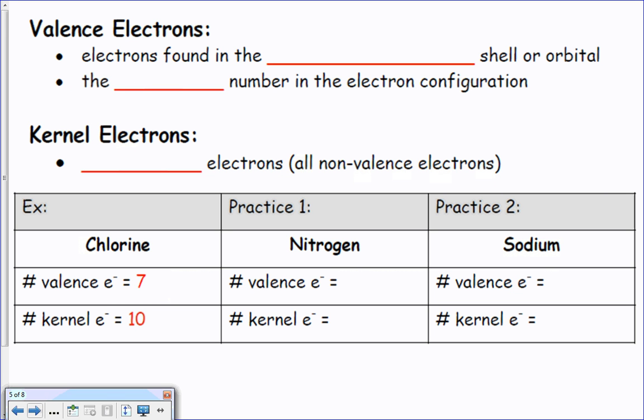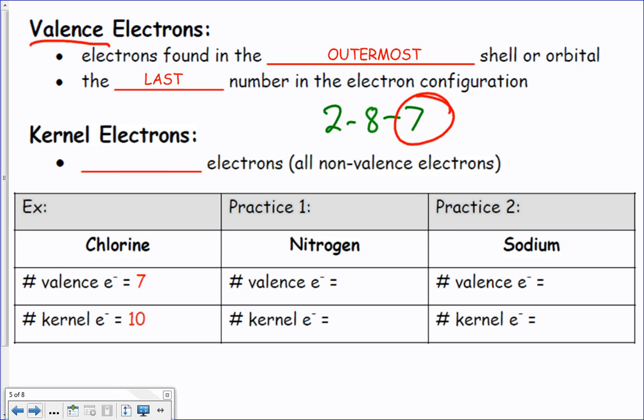Okay, now it's time to dig a little deeper into what each of these numbers means. Valence electrons. This is the word you've got to know almost the most out of this whole unit, because it is going to be used all year. Kernel, not so much, but valence, yes. They are the outermost electrons, the last number in my electron configuration. So if I get 2, 8, 7, the 7 is the outermost shell. That is my valence electrons. The kernel electrons are my inner ones, and they're a little bit more boring.